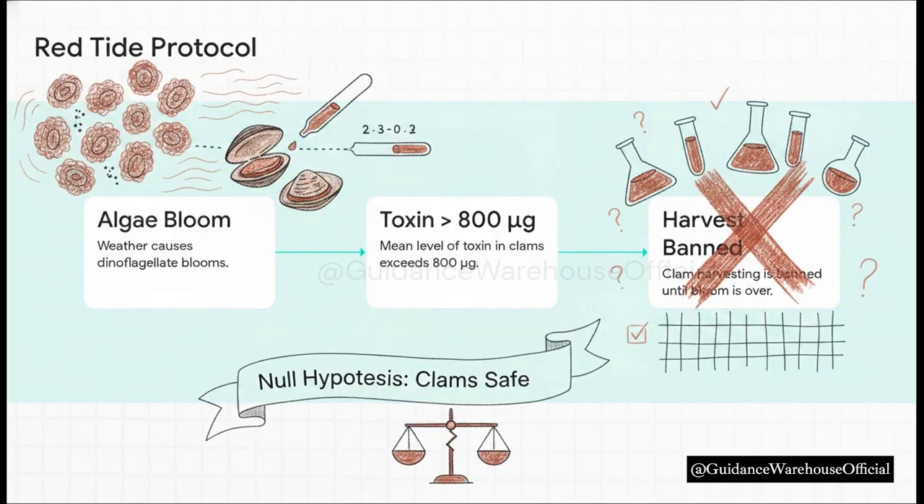Now let's connect this to real-life environmental science. Up in Massachusetts, there's a phenomenon called red tide. It's a toxic algae bloom. The Division of Marine Fisheries constantly tests local clams. The null hypothesis is the baseline assumption that the clams are safe. If the toxin level exceeds 800 micrograms, they have to step in and ban harvesting entirely.